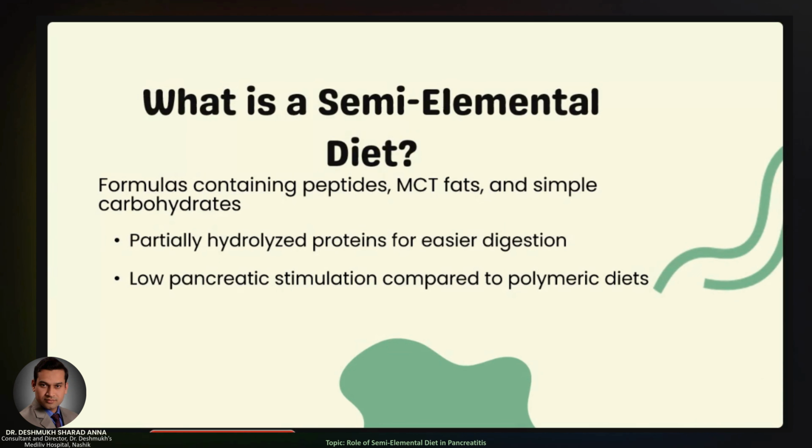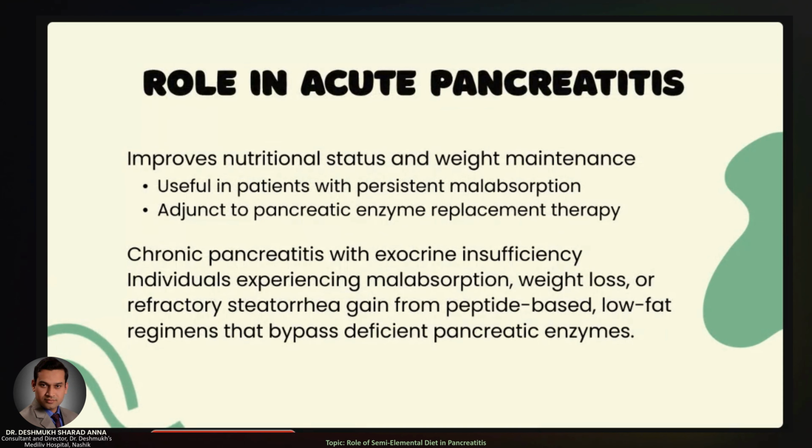So what is semi-elemental diet? Basically, it is a formula containing peptides, medium chain triglyceride fat, MCT fats, and simple carbohydrate. They are partially hydrolyzed proteins for easier digestion and low pancreatic stimulation compared to polymeric diet. So they are basically partially digested compounds, easy to digest.